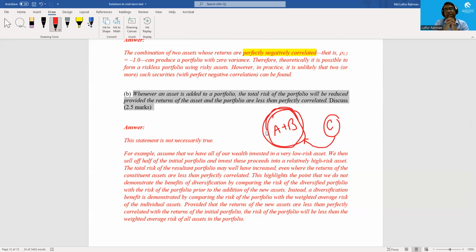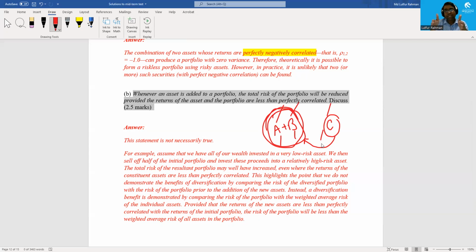Rather, the way we explain diversification is that whenever we create a portfolio, the overall riskiness of the portfolio is less than the weighted average risk of the individual assets. So for example, you have assets A, B, and C. If you put C in this portfolio, then you will have an overall riskiness of the portfolio, the variance of the portfolio. Now, this variance of the portfolio will be less than the weighted average variance of the individual assets if they are less than perfectly positively correlated.